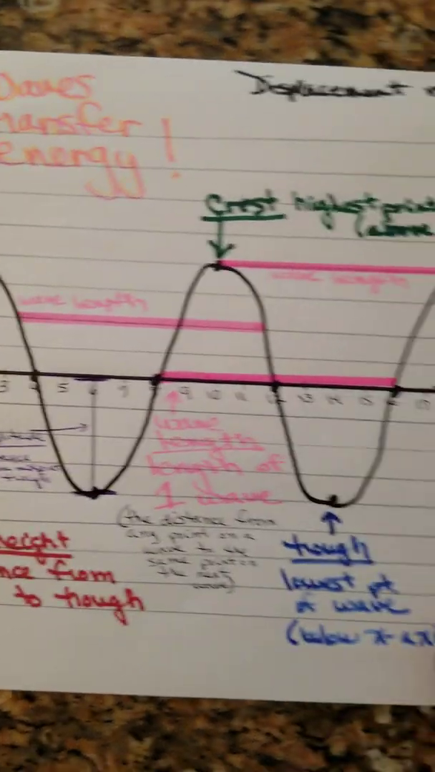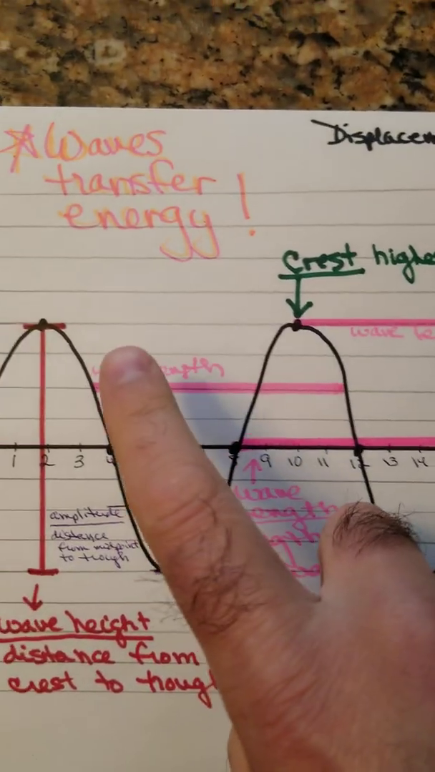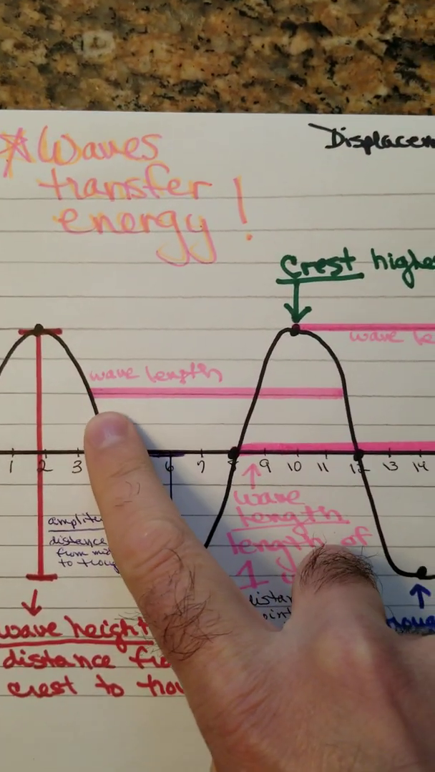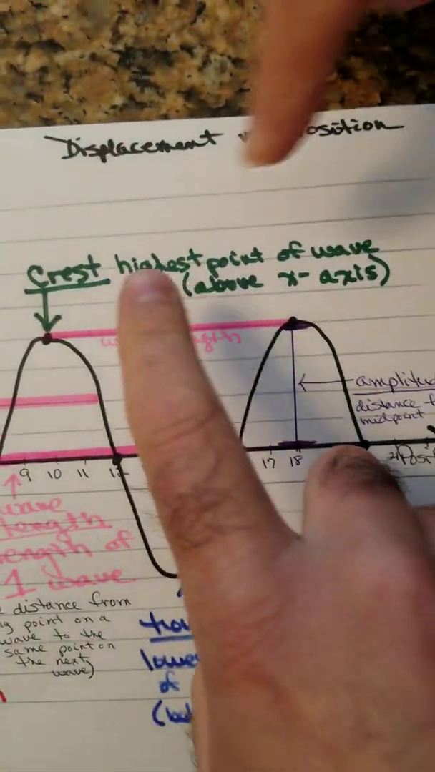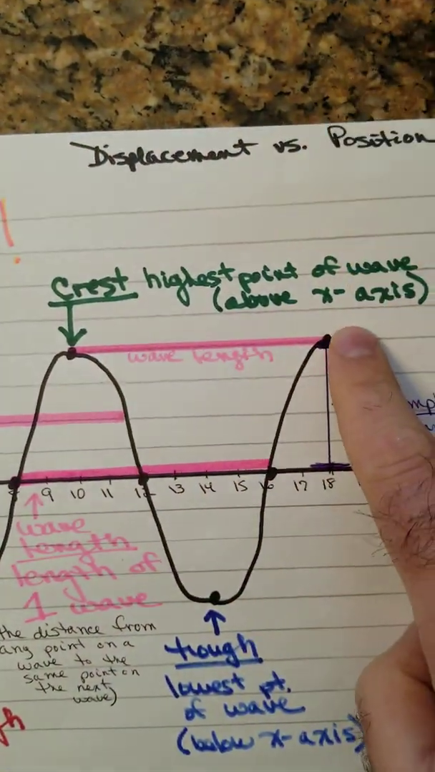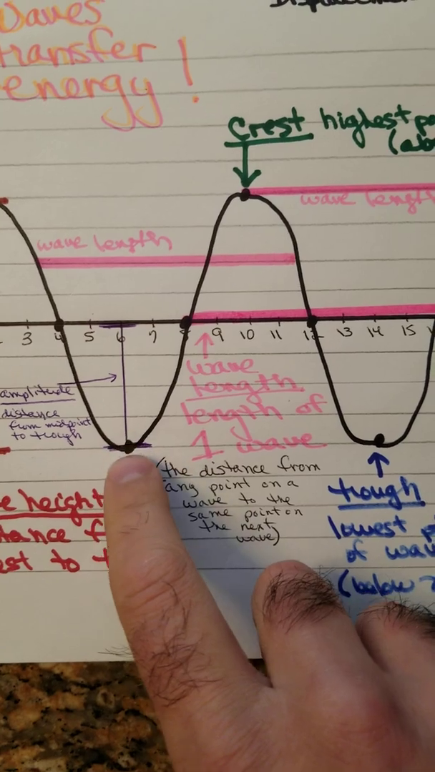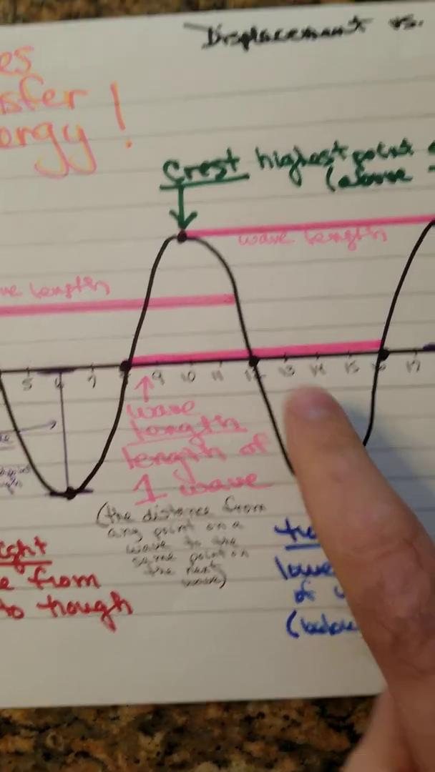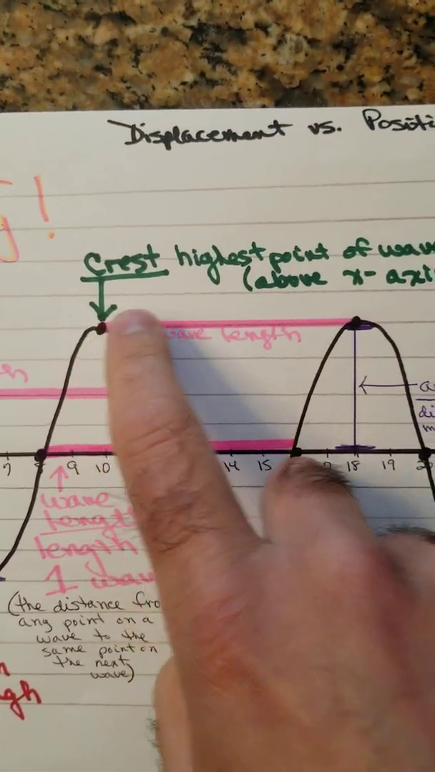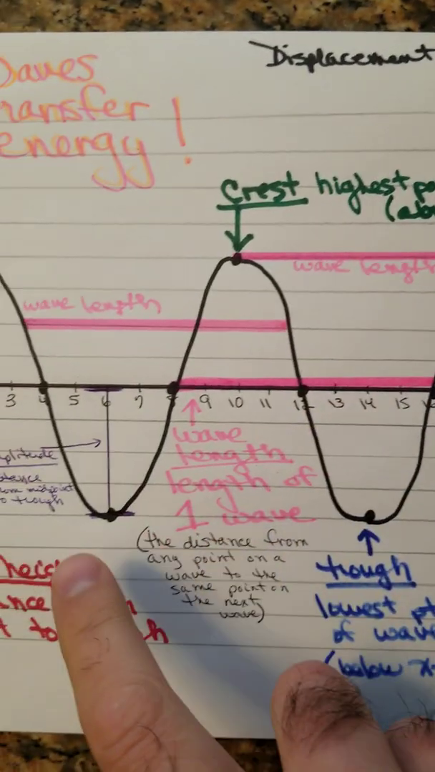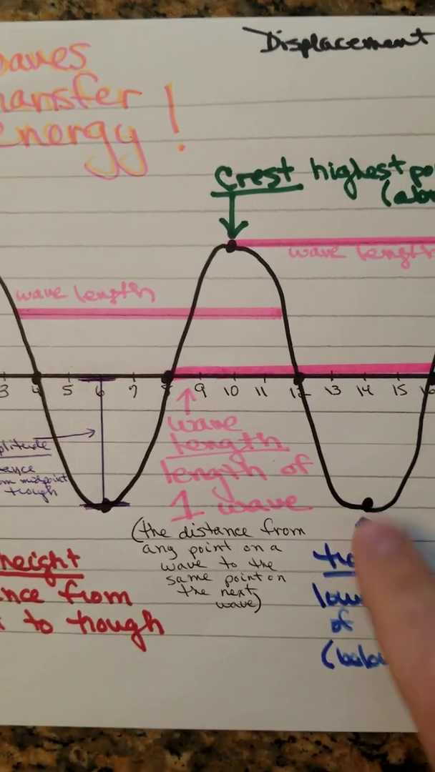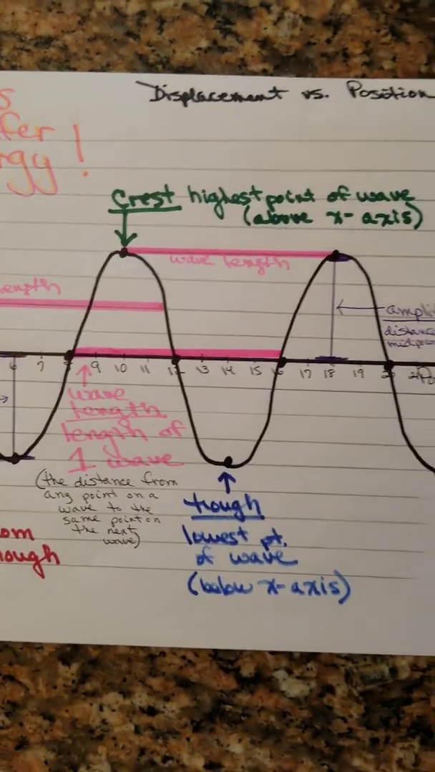The next most important part is wavelength. So wavelength is the distance from crest to crest, or it's also the distance from trough to trough. So wavelength is from here to here, or there to there, okay? And that's going to be one wavelength.